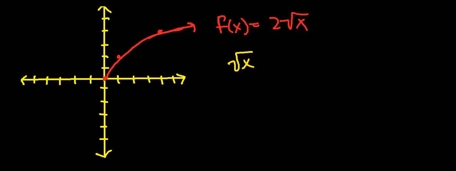Now let's put our square root of x function just for comparison. So we would have had 1, 1, and we would have had 4, 2. So here you can clearly see the vertical stretching of this. This function is always going to be twice as great. It's going to have twice the y as this one, always. So that's what's causing the vertical stretching. So now let's move on to the next one.